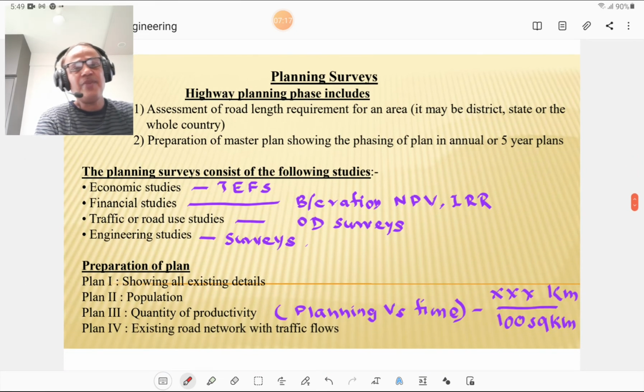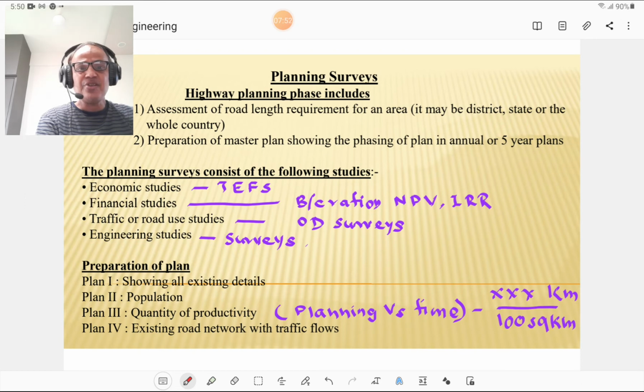Then planning surveys. We will discuss the planning surveys, or how the highway planning phase includes various points. First point is assessment of road length requirement for an area. It may be for a district, a state, or the country. And second is the preparation of a master plan, showing the phasing of the plan in annual or 5-year plans. Generally it is a 5-year plan because road development is generally carried out in a 20-year development plan, but the minimum plan should be at least 5 years.